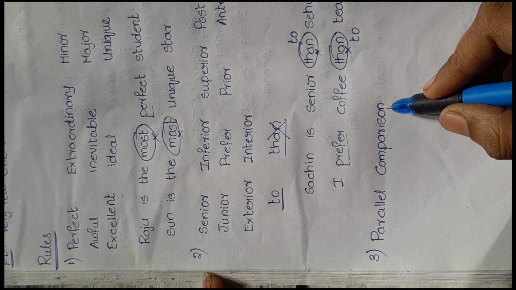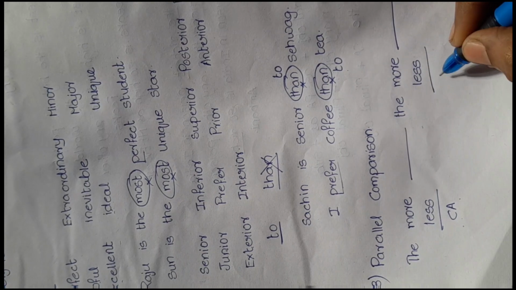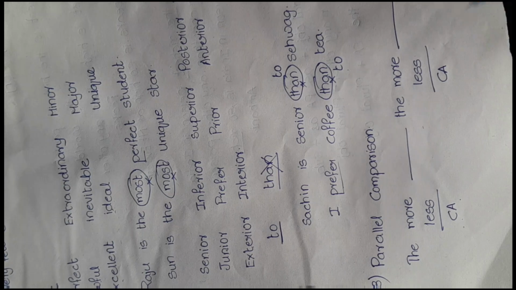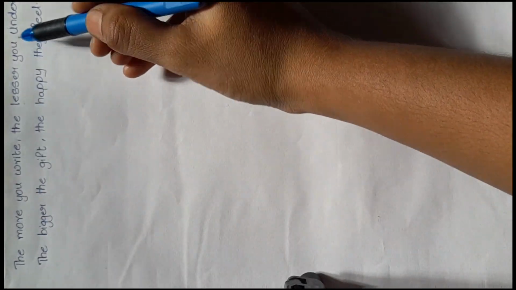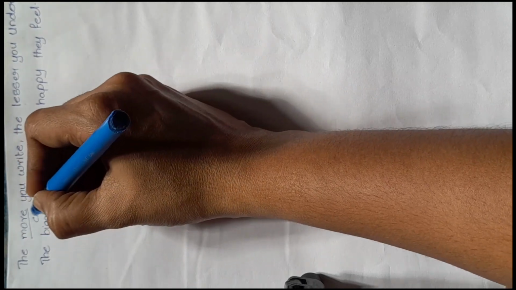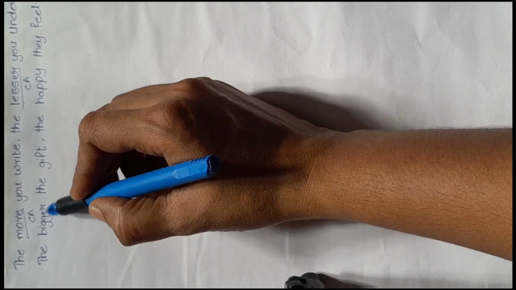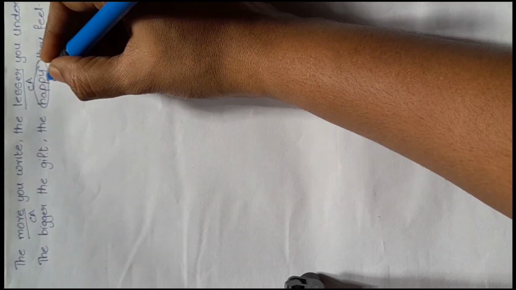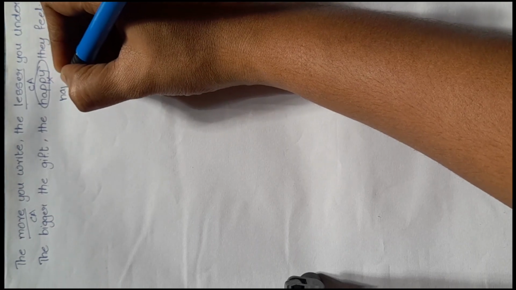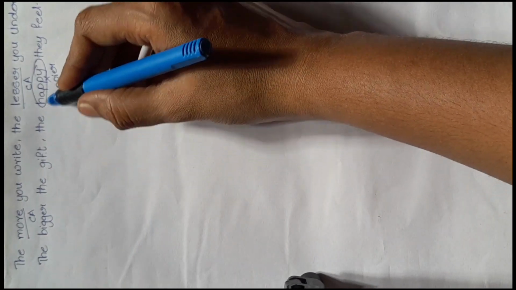When parallel comparison is taken, if here comparative adjective is used, here also we should use only comparative adjective. Let us see the example. The more you write, the lesser you understand. Here more is comparative adjective and lesser is also comparative adjective. Second one, the bigger the gift, the happy they feel. Here the comparative adjective should be used, that is happier should be used. The bigger the gift, the happier they feel is correct.